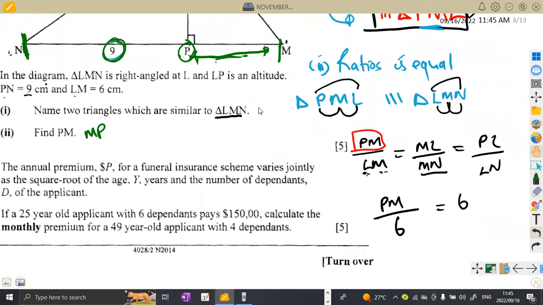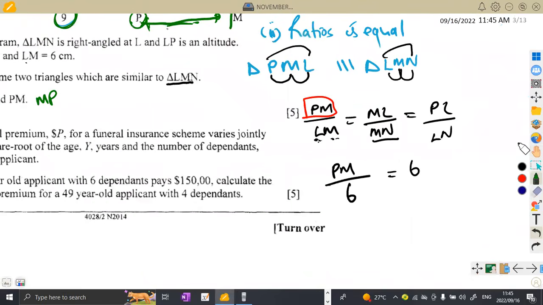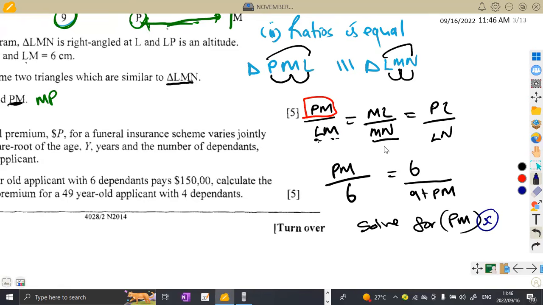So this is what you're going to write your equation as: 9 plus PM, or MP. But you can't write it as MP, because here we want to calculate PM. Just write it as PM, the way we're given here. So as you can see, we formulated an equation. Therefore, what are you supposed to do? Solve for PM. Or you can introduce X, saying let PM be equal to X, so that you can solve properly. Whatever is best for you.